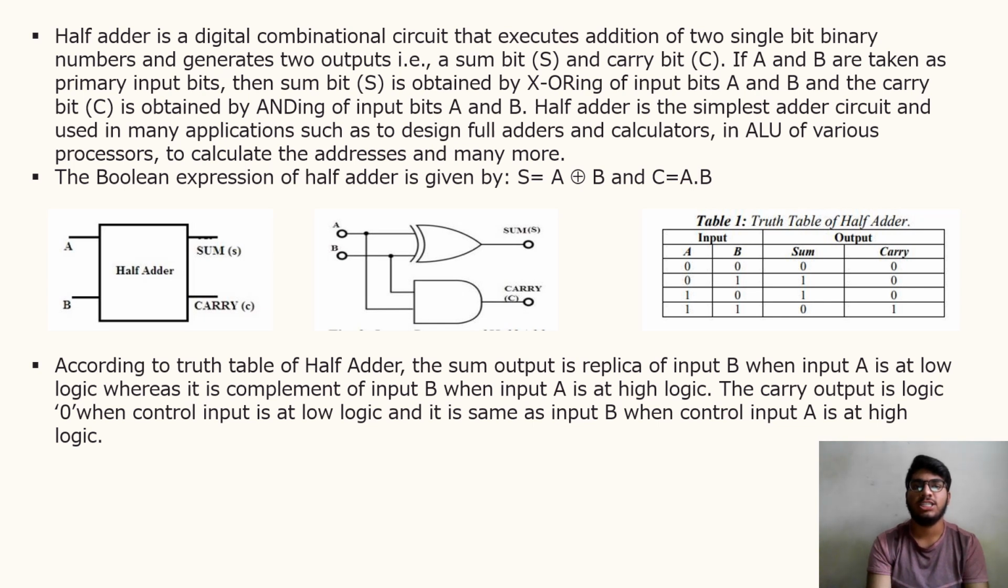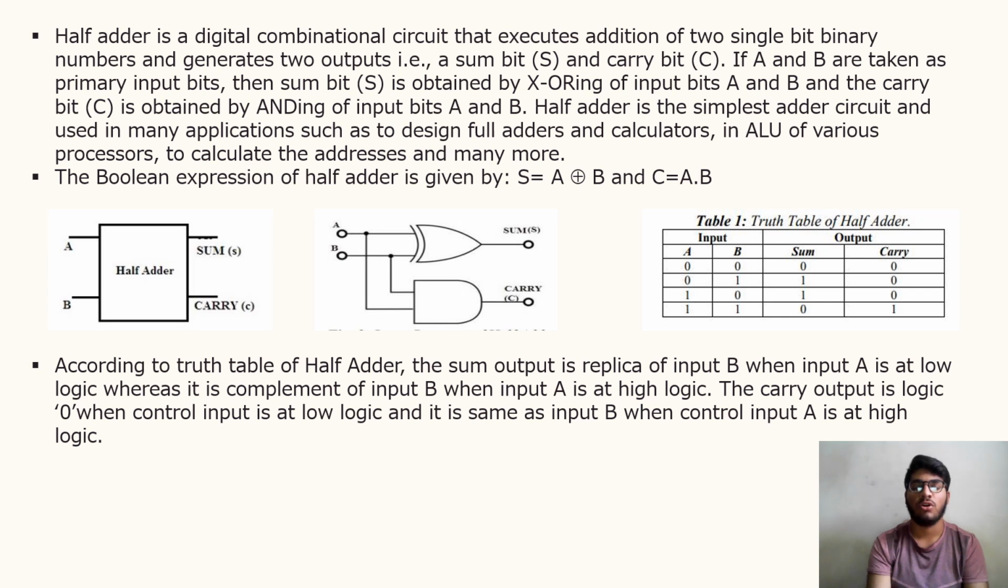The half adder is a digital combinational circuit that executes addition of two single-bit binary numbers and generates two outputs, that is, a sum bit and a carry bit. If A and B are taken as primary input bits, then the sum bit is obtained by XORing of input bits A and B, and the carry bit is obtained by ANDing of input bits A and B. Half adder is the simplest adder circuit and used in many applications such as to design full adders and calculators, in the ALU of various processors to calculate the address and many more.